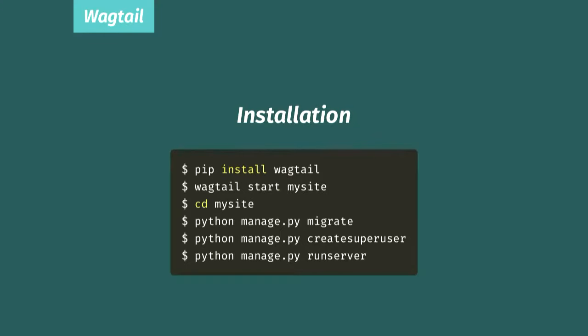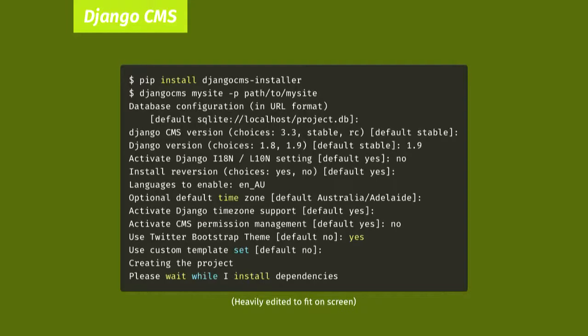The Wagtail installation experience is basically identical. The only difference is you don't get any templates at all by default either. Wagtail's Lego block approach means you have a bit more work ahead of you before your site is up and running. Django CMS is a little different.